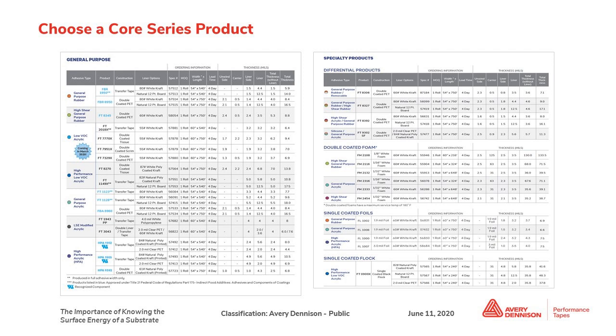Please also note that the products marked with two asterisks are produced in full adhesive width only due to the aggressive nature of the adhesive. Products that are marked in blue are approved under Title 21 for indirect food contact. And lastly, our HPA 1902 and 1905 are UL recognized. On page 14, you'll see the specialty products, which include the differential adhesives, and then also our double-coated foams, single-coated foils, and our flocks. This page is organized in the same exact fashion as page 13.